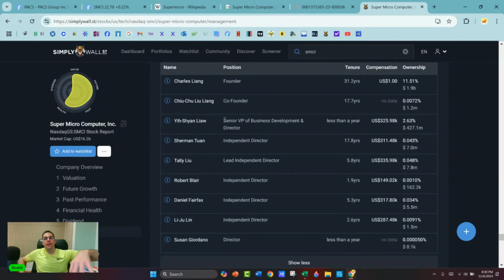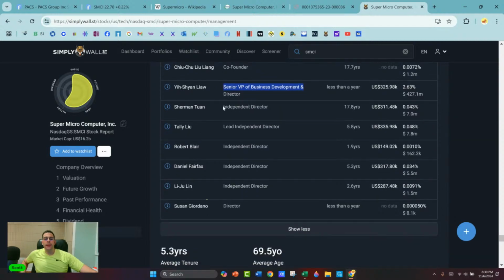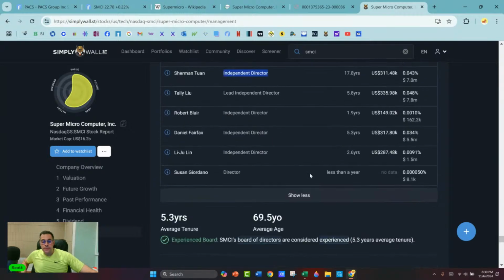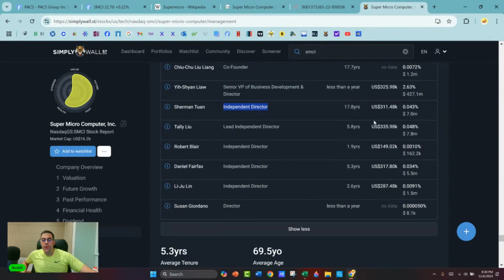Here's a board member. See, there's some board members who work at the company. Like this board member is a senior VP of business development. He gets $300,000. I wonder if that's his salary or that's for being on a board. Here's an independent person on the board, so they don't work at the company. $300K. That's a pretty good salary for just going to a few meetings a year. Another board member, $300K. $149K. $300K. That's pretty good.